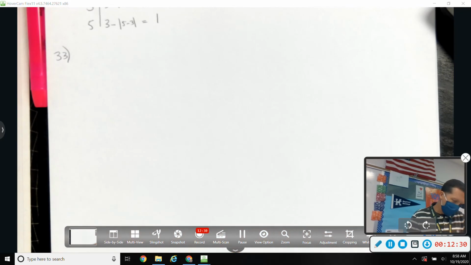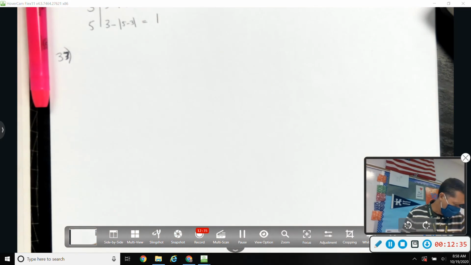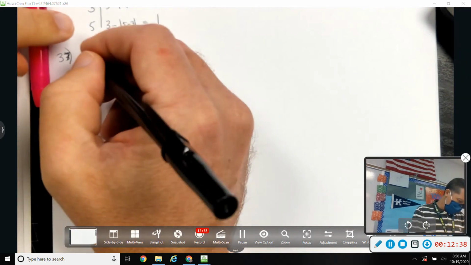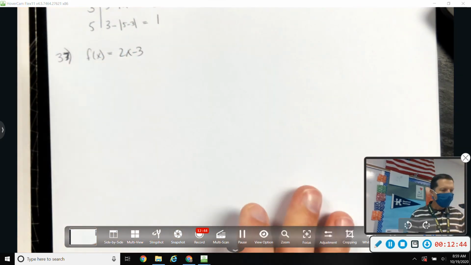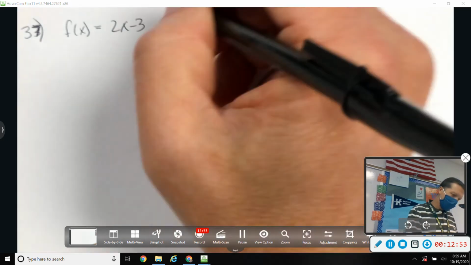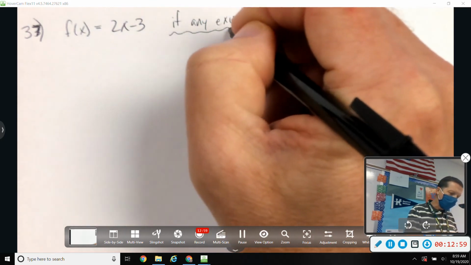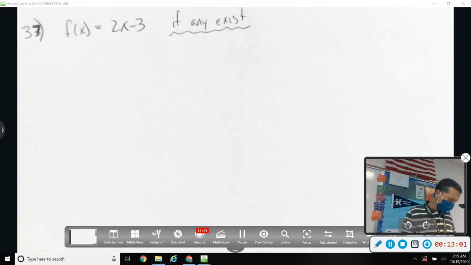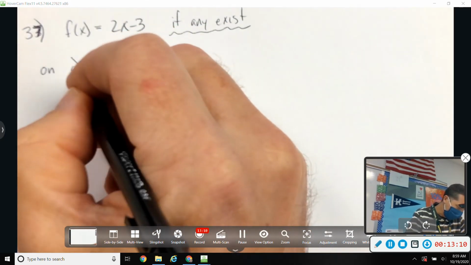All right, number 33? No, 37. Yeah, 33 is just pretty straightforward trig stuff. 37, f of x equals 2x minus 3. Find the absolute extrema of the function, if any exist. That seems like an important parenthetical comment there. If any exist on each interval. So 37 is really 4 problems in one, but 2x minus 3, I can handle that.